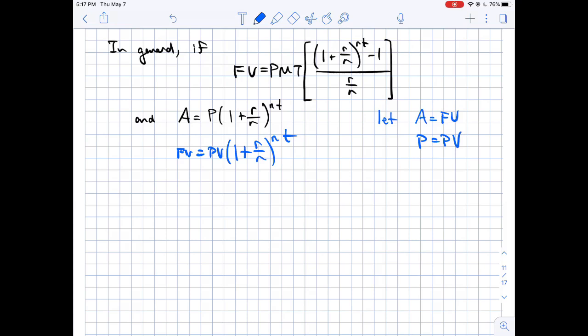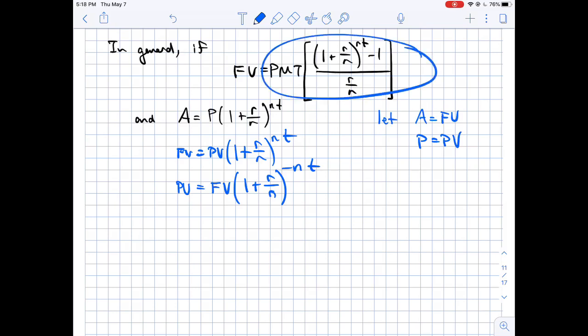Well, we can now look for a formula involving present value. So if I just take this and solve for present value, we get present value is equal to future value multiplied by (1 + r/n)^(-nt). If I were to bring this over to the other side, it becomes negative nt. Okay, fine. Except that we also have this formula up here that we can use to replace future value.